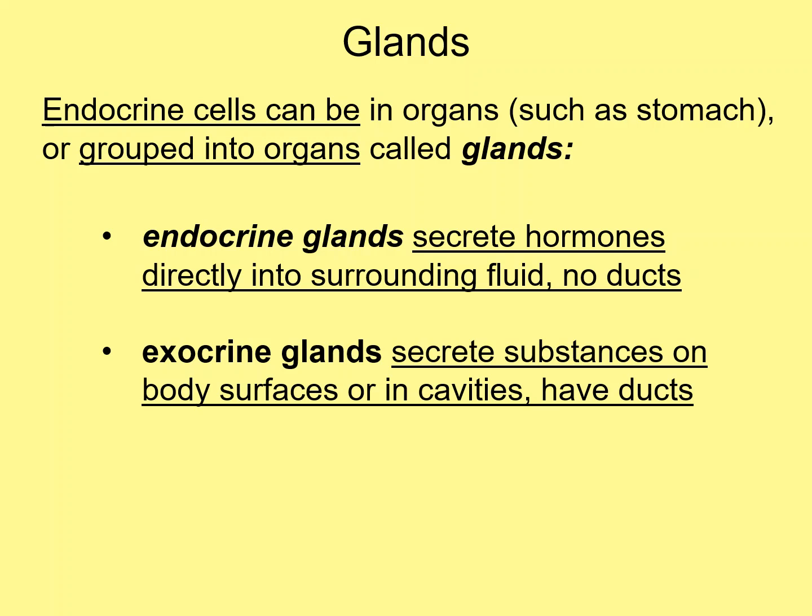An endocrine gland, again, no duct. The hormone is secreted directly into the surrounding fluid. So, trying to think of a good example of an endocrine gland. Oh, our adrenal gland. Yeah, great example. No duct, just dumps those hormones directly into our bloodstream. Our pituitary gland, likewise an endocrine gland, and so is our pineal gland in our brain that helps control our sleep cycle by making melatonin.